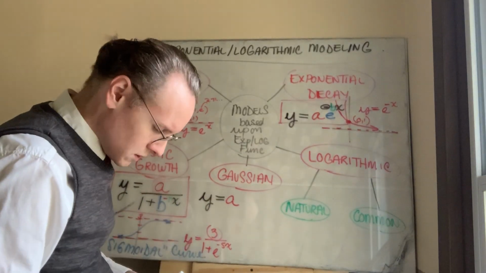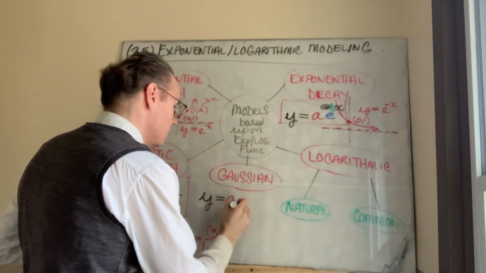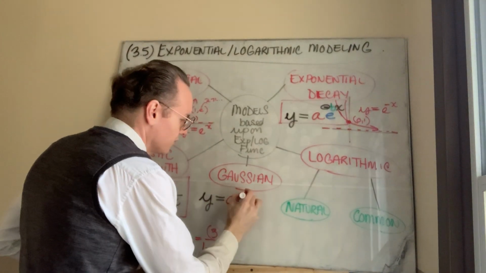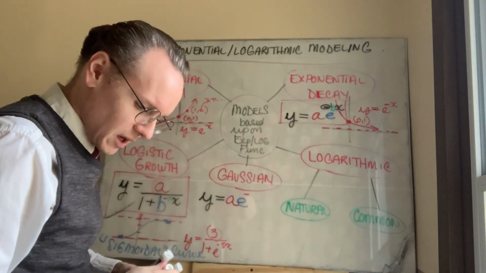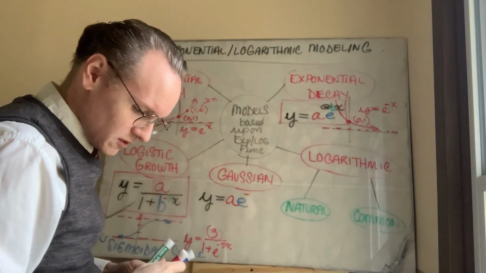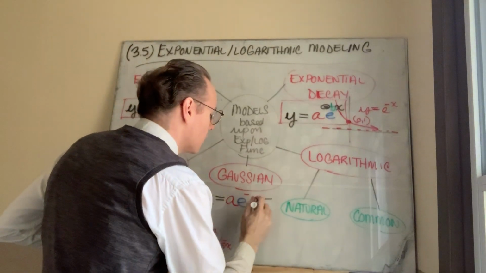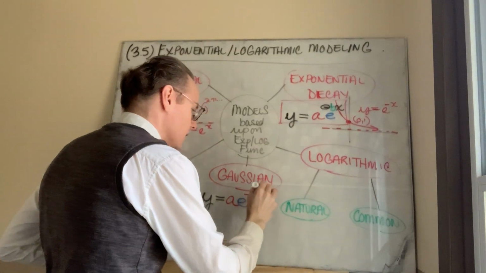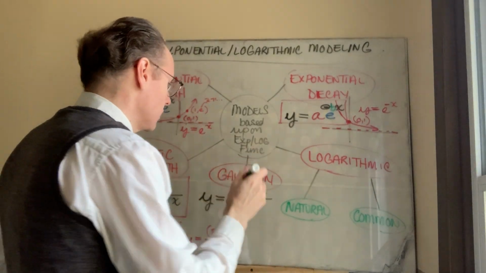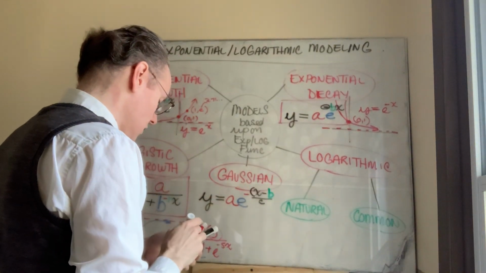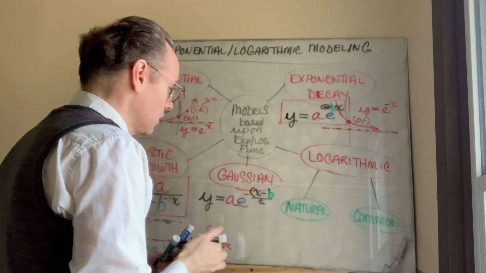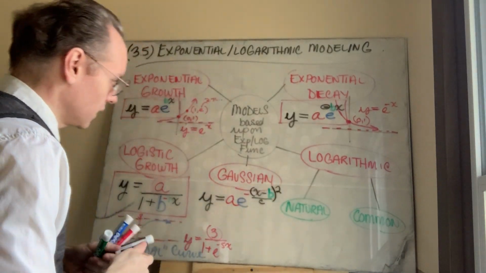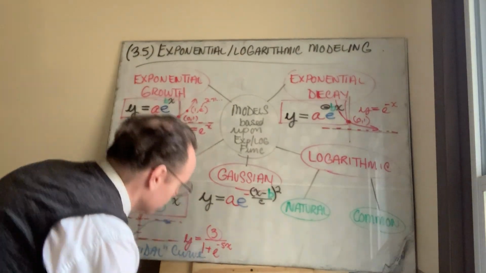Coefficient of base e, and it will in fact be a negative, but this has a complicated exponent. The exponent will look like this: constant, and then x minus another coefficient here, constant, squared. And the graph will look something like this.